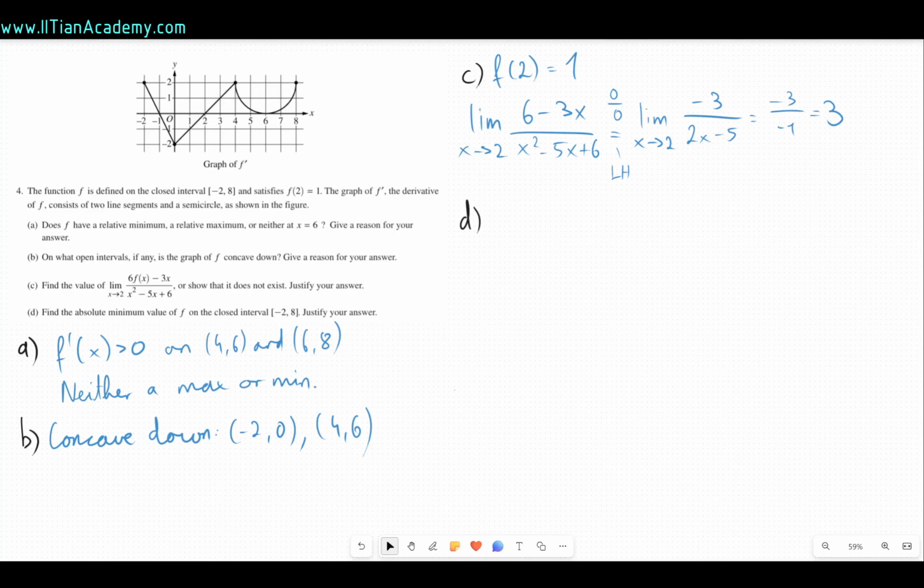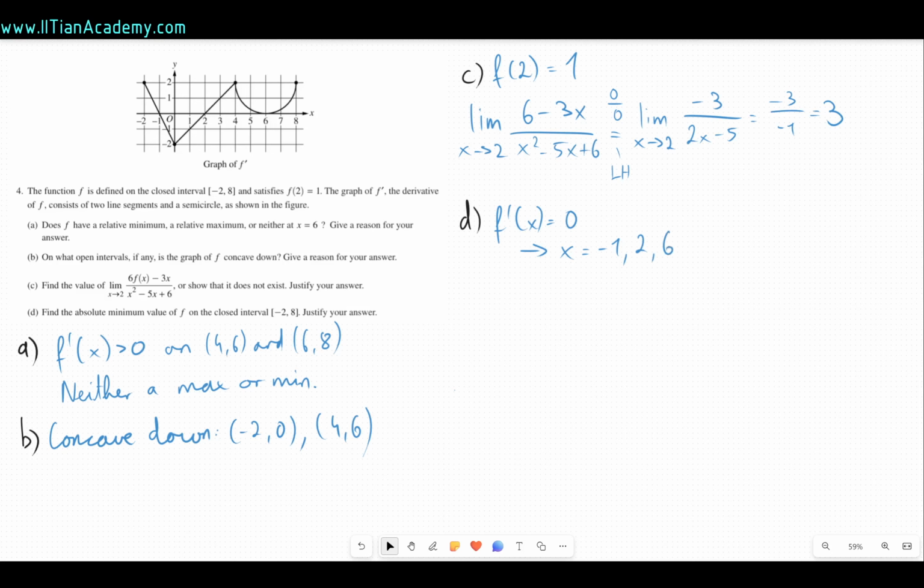So in part D of this question, we were asked to find the absolute minimum of f on this minus 2 to 8 interval. So firstly, let's consider where there can be a minimum. Well, where the derivative is equal to 0. So we need f prime of x to equal 0. From this, we can see on the graph, f prime of x is equal to 0 at minus 1, at 2, at 6.